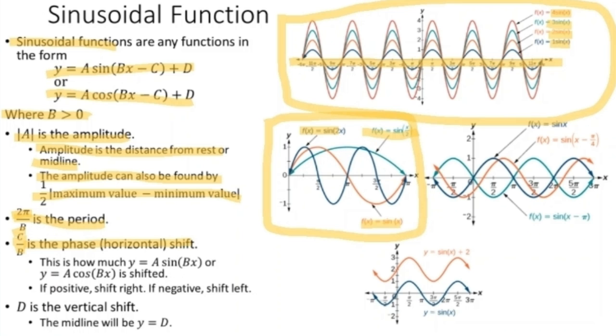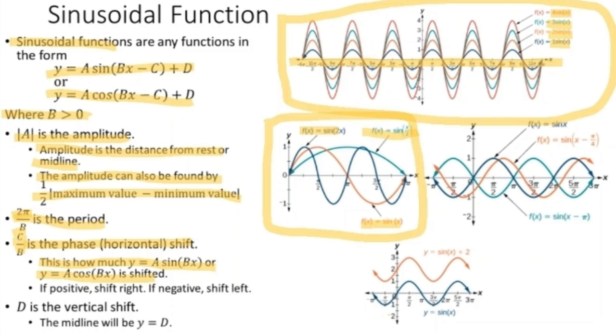C over b is referred to as the phase or horizontal shift. Now, this is where it's a little different than transformations we've learned before. The negative c does cause the graph of sine x and cosine x to shift horizontally, but the phase shift isn't referring to how much we would move the sine x or cosine x graphs. The phase shift refers to how much we would shift y equals a sine of bx or y equals a cosine of bx.